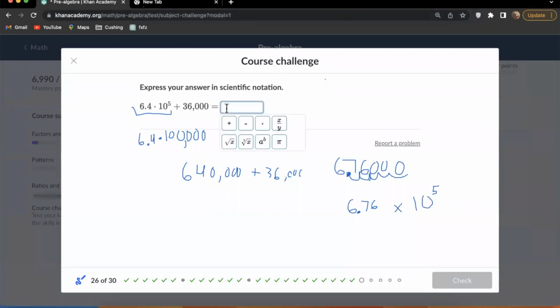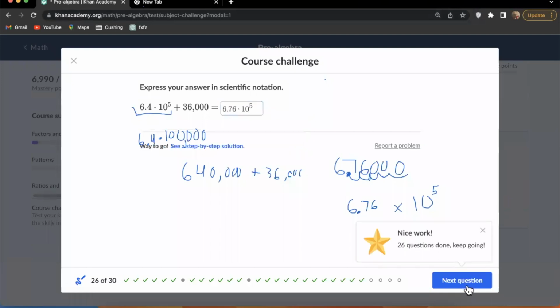There might be some tricks and hacks to do that easier, and you can feel free to look into those. This is how I would do it. 6.76 times 10 raised to the fifth. So that looks scientific to me.